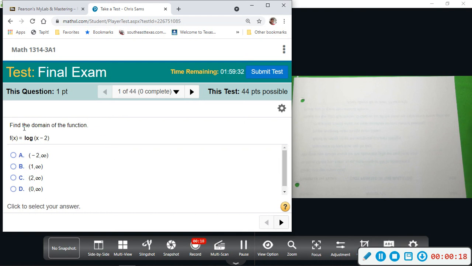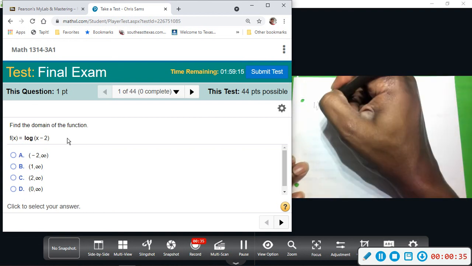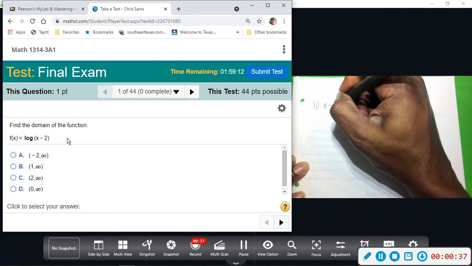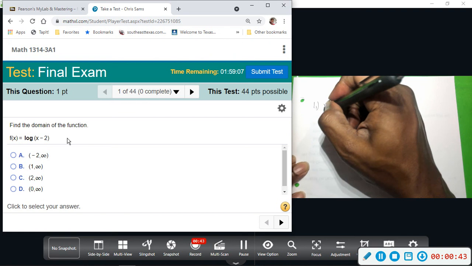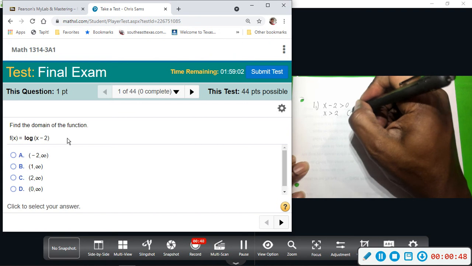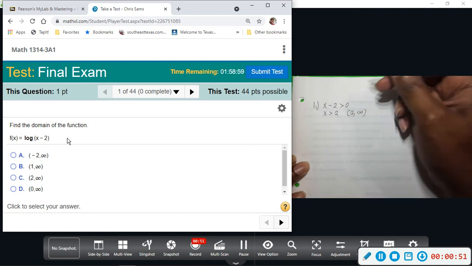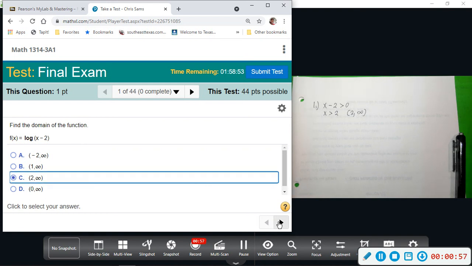So question 1, we want to find the domain of log. When you find the domain of log, you have to take what is being evaluated inside of the log, and that part has to be greater than or equal to 0. So for this first question, x minus 2 has to be greater than 0. If we add the 2 over, we get x is greater than 2. In interval notation, that means 2 to infinity in parentheses. So answer choice C would be best for number 1.